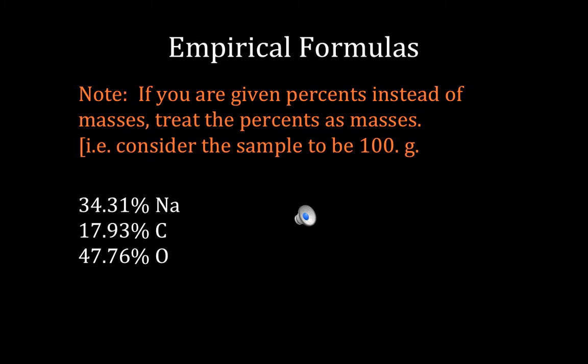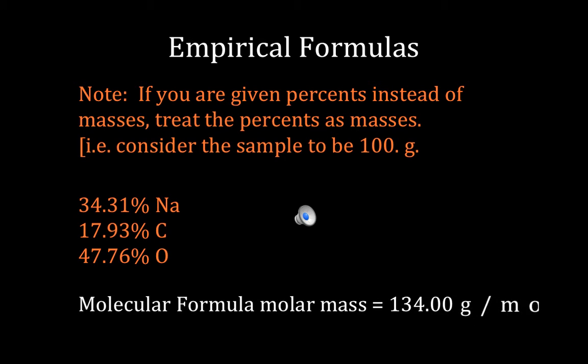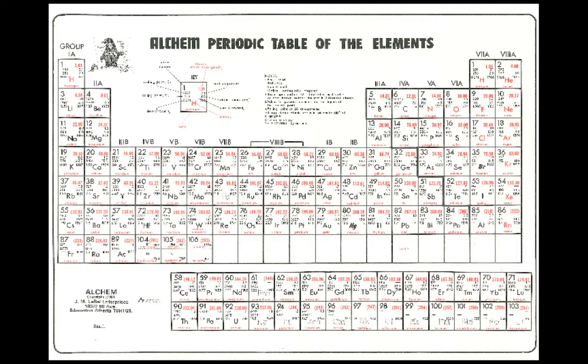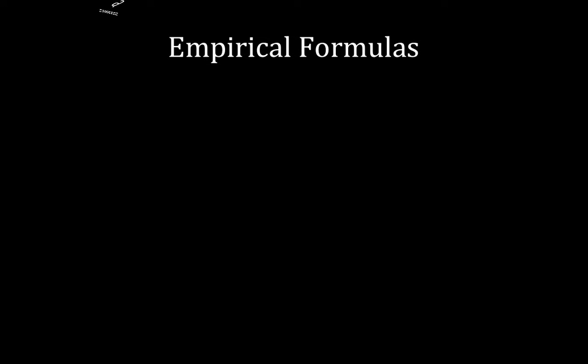So here we're given percents of sodium, carbon, and oxygen, and we are told to go and get an empirical formula. Oh, we are told the molecular formula, molar mass 134.00 grams per mole. So that tells us we're going to have to do step D. Periodic table, have it handy.